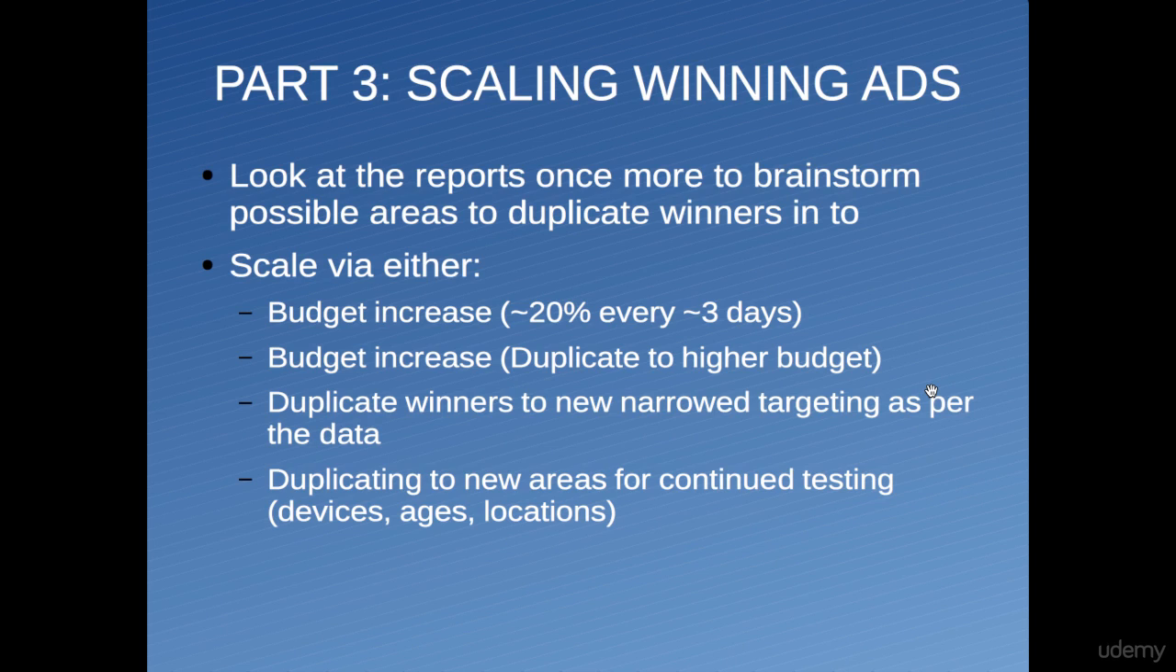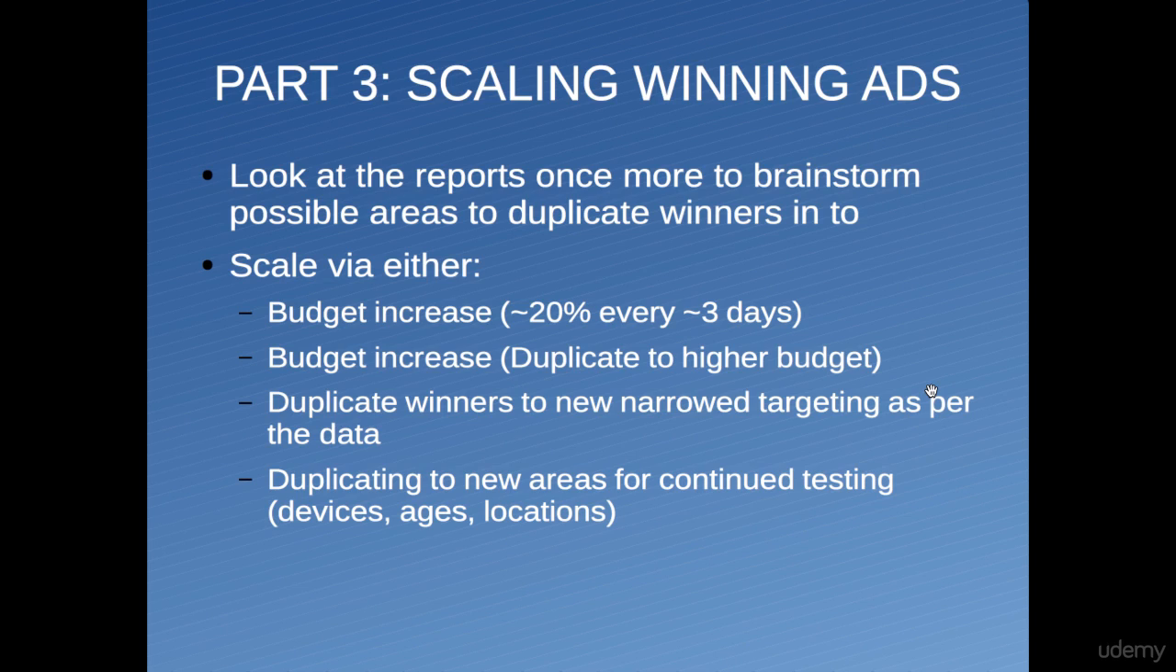Or my favourite, which is the one I'm probably most likely to do in this campaign, duplicate winners to new narrow targeting as per the data, or duplicate the winners to new areas for continued testing. So for example, if we have ad sets running profitably, hitting a specific audience on iPhone, we can duplicate that ad set and hit that same audience but on desktop only or Android only, for example.